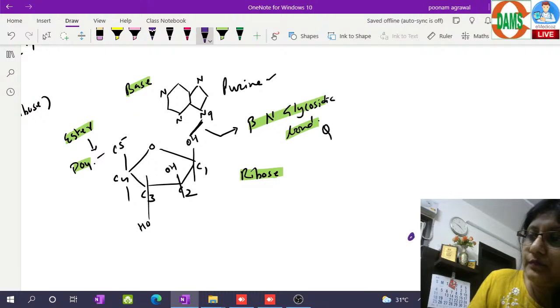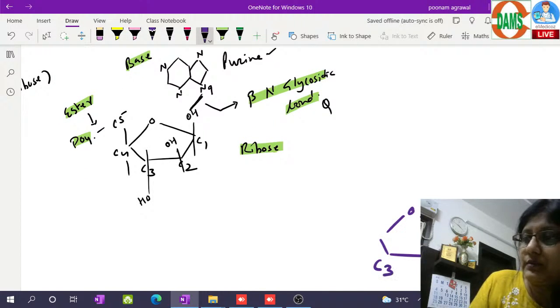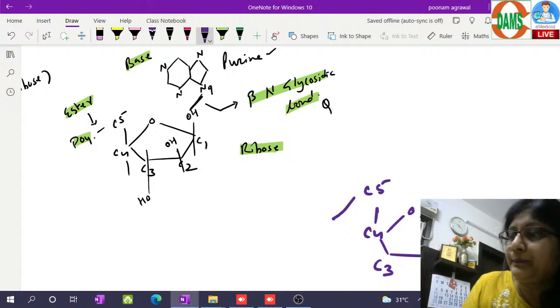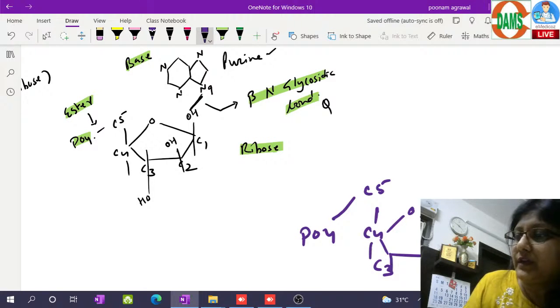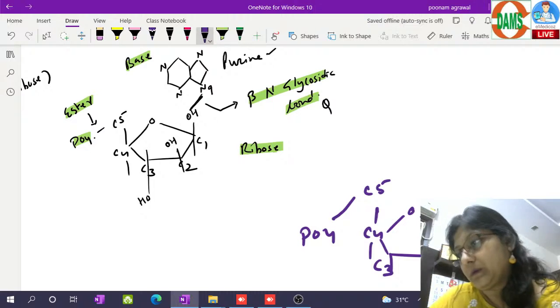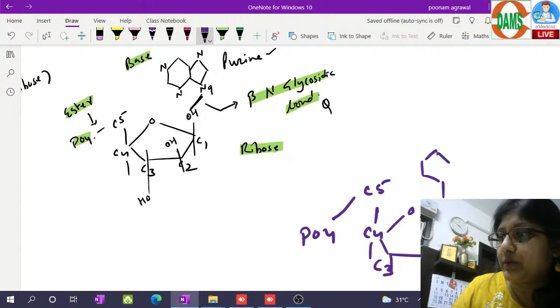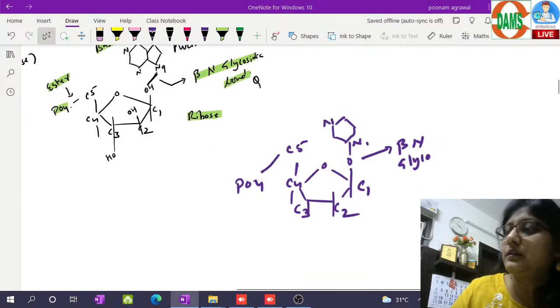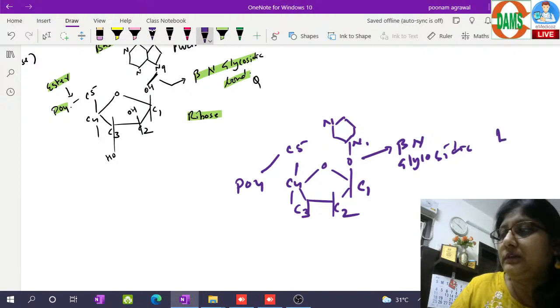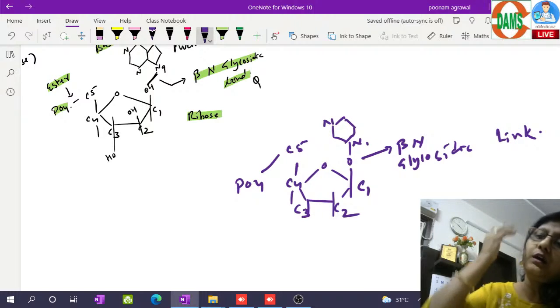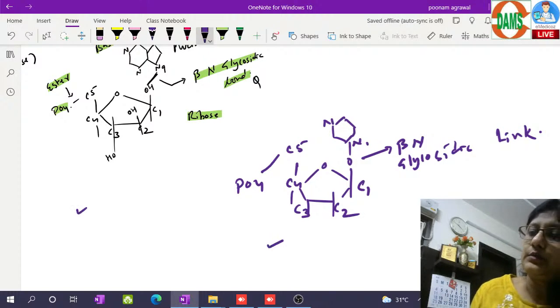If I draw, for example, a pyrimidine nucleotide here, it will be drawn like this. You must practice this, otherwise you will not be able to identify the various bonds in the exam. This is another nucleotide which I am drawing, probably a pyrimidine nucleotide, and this is the N1 which is linked through a beta N glycosidic linkage, right? Beta N glycosidic linkage. Now the question is how the nucleotides are added together.